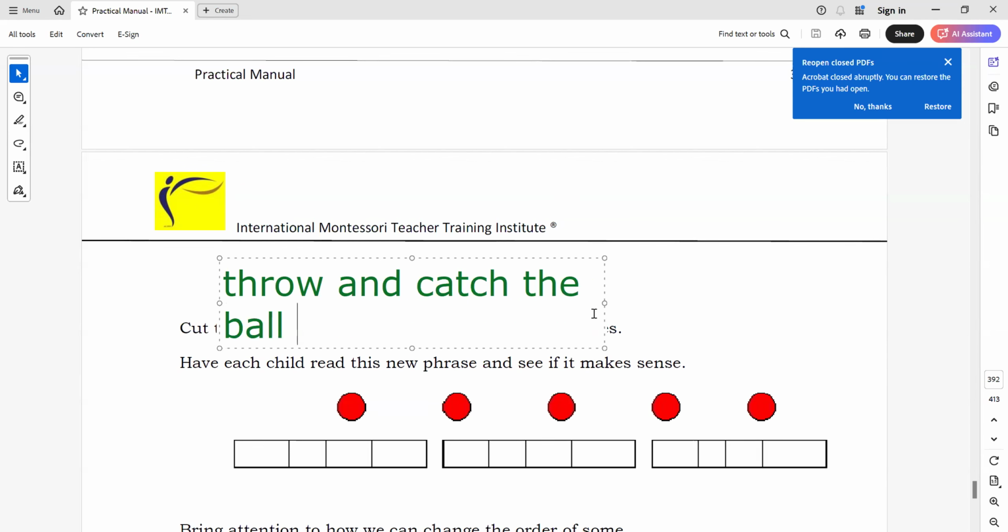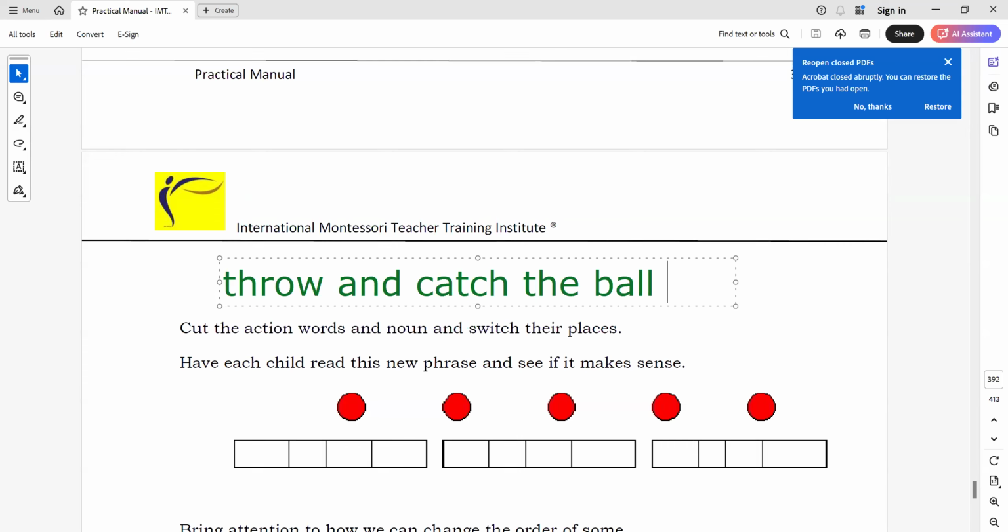Okay. So we have what? Throw and catch the ball. Okay. Now you might actually try to work with the different kinds of combinations, and you should be able to work with that.